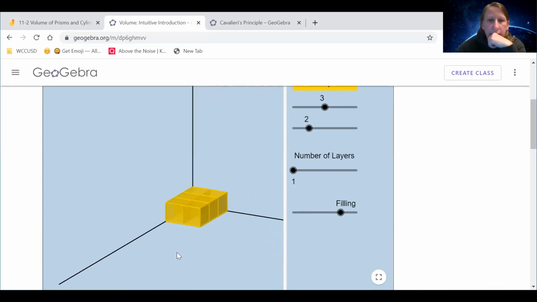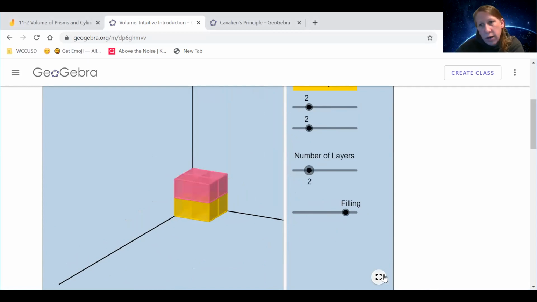I like it like that. Okay, so I'm going to set these all to 1. This is 1 cube kind of in the corner here. I can make it more see-through or more filled in. And I can build bigger cubes. So I could go 2 out that way, 2 out that way, and 2 layers.